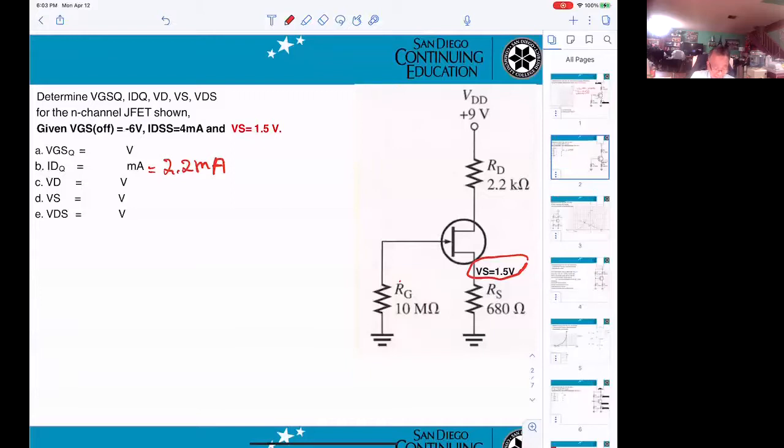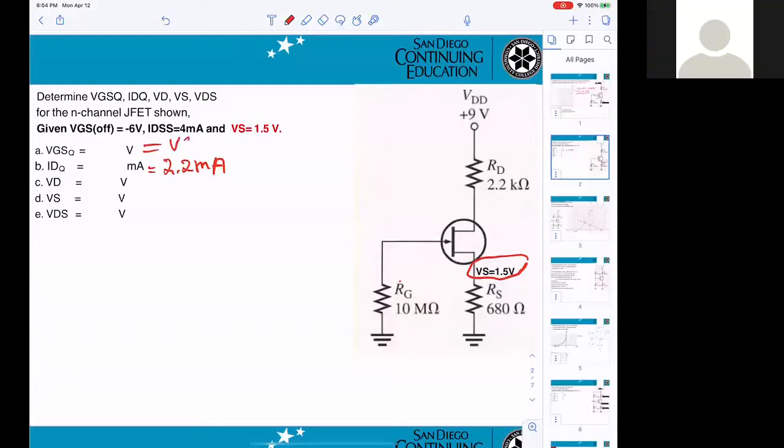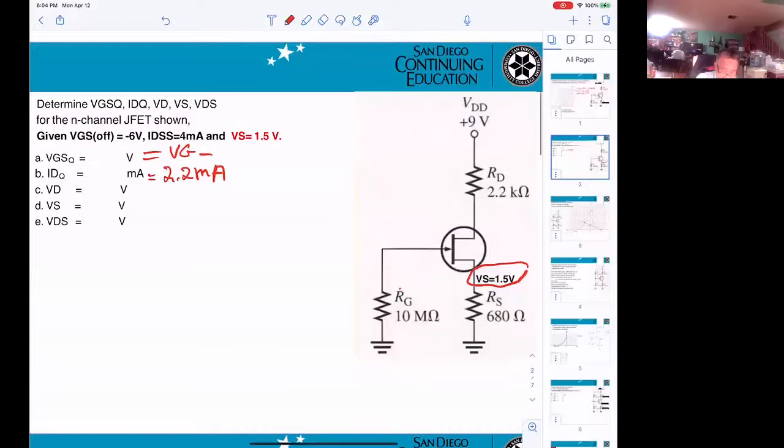VGS equals VG minus VS. VG is 0, minus VS, and VS will be 1.5. That's what they gave. That is the answer.